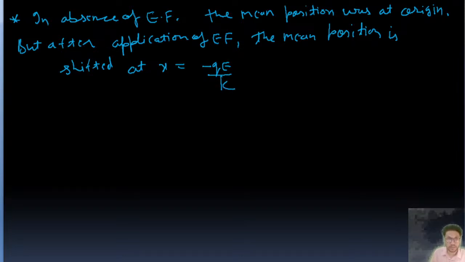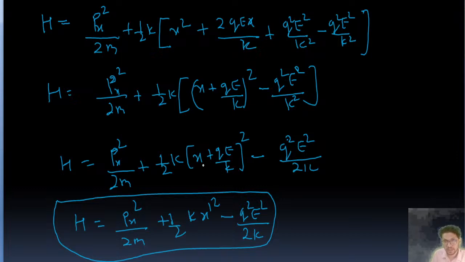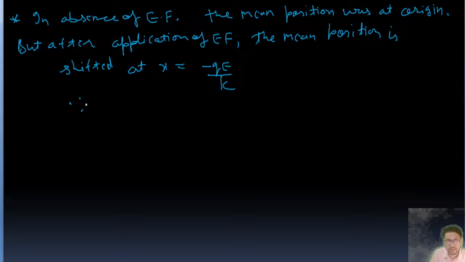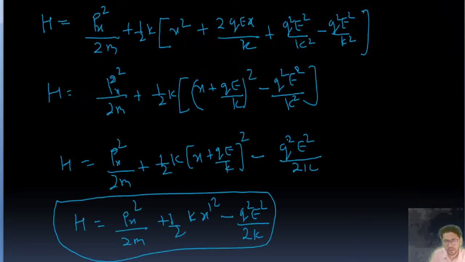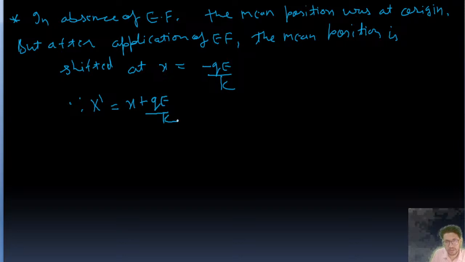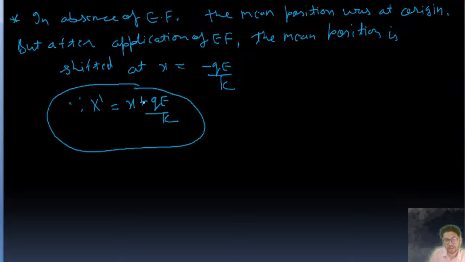So here we know x dash equals x plus qE upon k, right? This is the x dash. So this implies the value of x equals minus qE upon k. From here, after the application of the perturbation, the mean position is shifted to x equal to minus qE upon k.